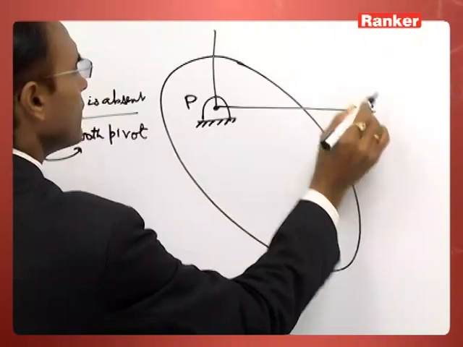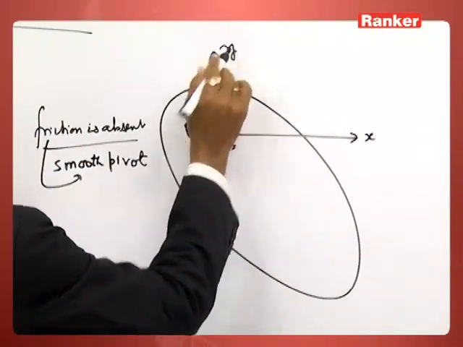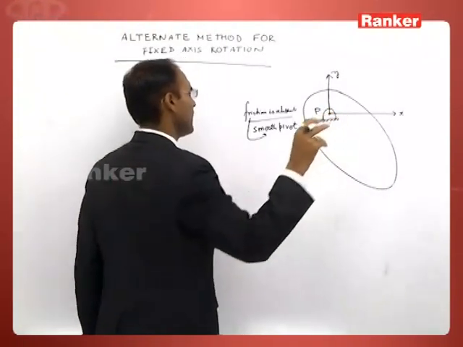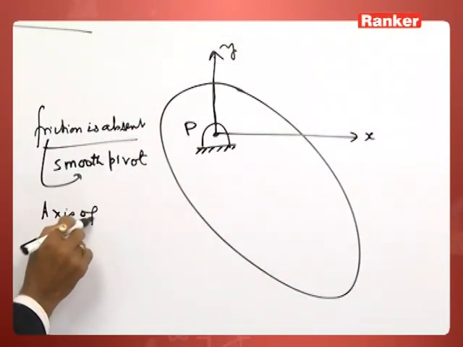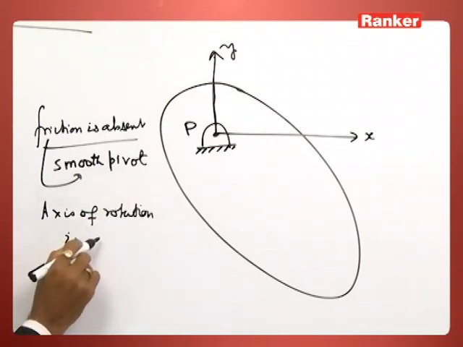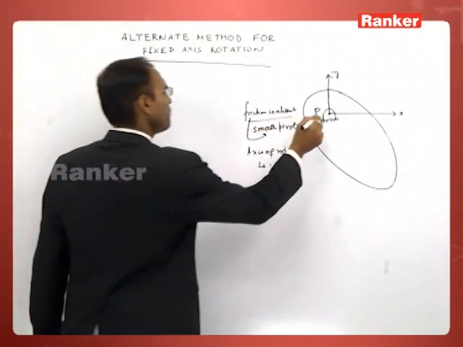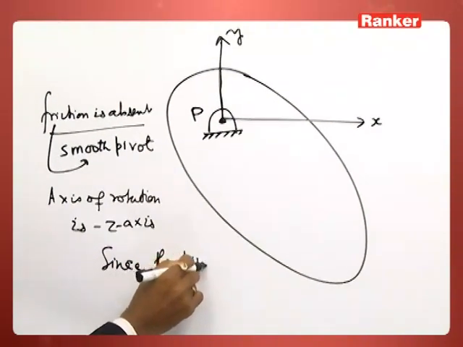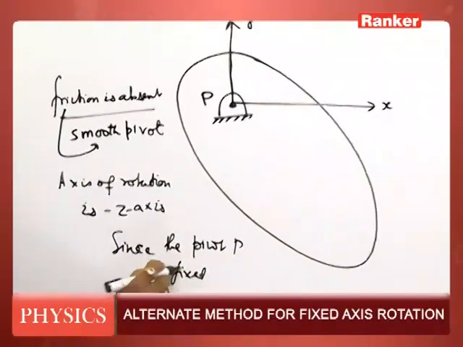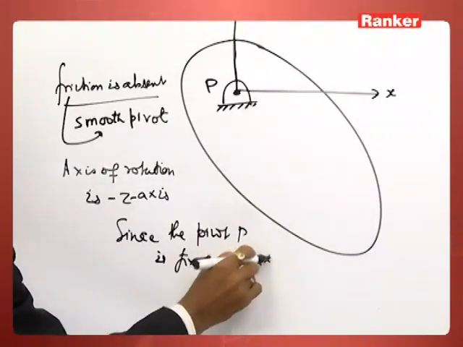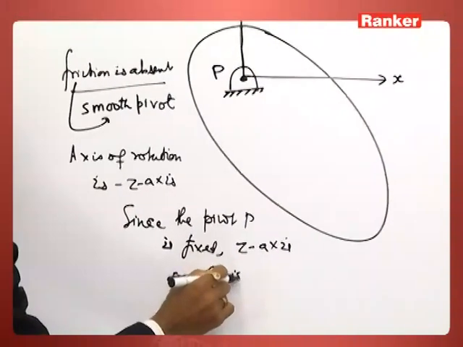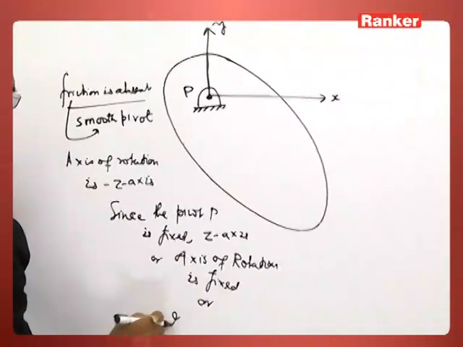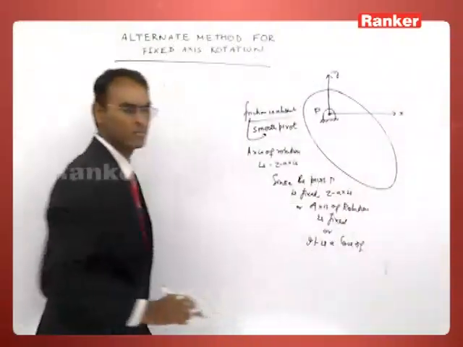if you take horizontal as x axis, vertical as y axis, this axis which passes through the pivot is known as z axis. So, here the axis of rotation is z axis. Since the pivot is fixed, we can say that z axis, or axis of rotation, is fixed, or it is a case of fixed axis rotation.